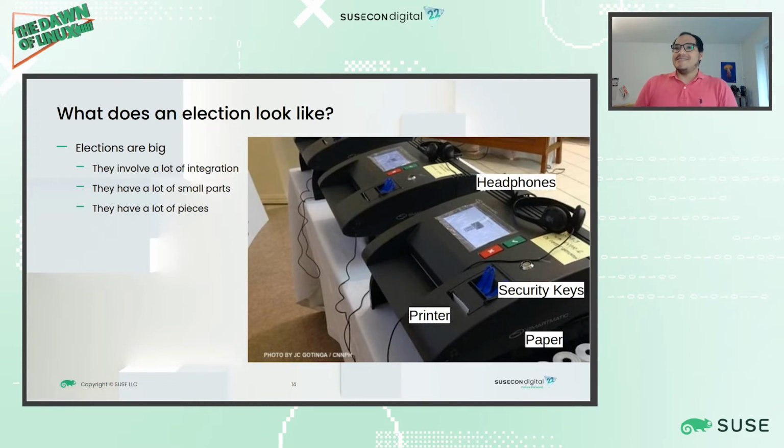And this machine had a couple of things. You have headphones, so you need to take care of the accessibility part. You also have security keys, paper, and a couple of other things. You have buttons, USB ports, SD cards. So there are a lot of things that you need to make sure are working.